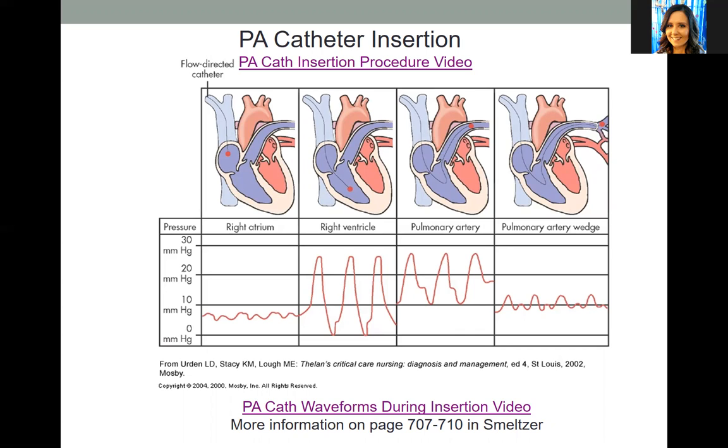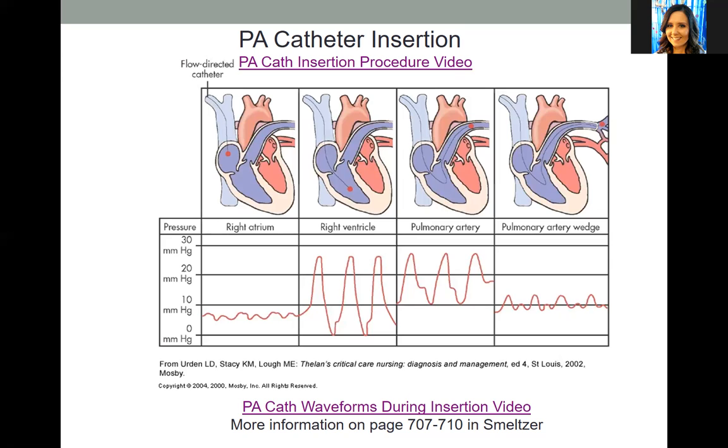Some complications could be pneumothorax, infection, air embolism. Maybe there was air in our pressure line, maybe when we were drawing blood or administering meds. That catheter may slip back into that right ventricle and cause dysrhythmias. If that catheter does slip back into the right ventricle, we have to notify the provider.